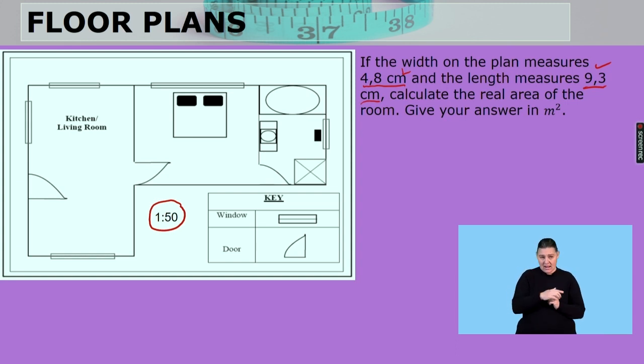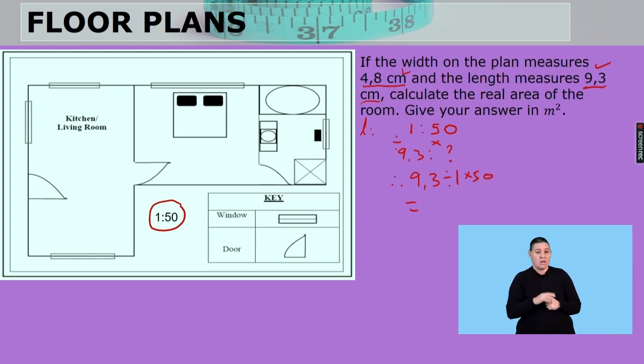So the length, let's use the symbol L, is given by, and then here we go, 1:50. That's my scale. We've got 9,3. We want to find that guy. So I'm going to divide there, going to times there. Nice, we're concentrating. 9,3 divided by 1 times 50. What do I get? I get 465. However, that's in centimeters. We've got to divide that by 100. And this gives me 4,65 meters. Nice work.